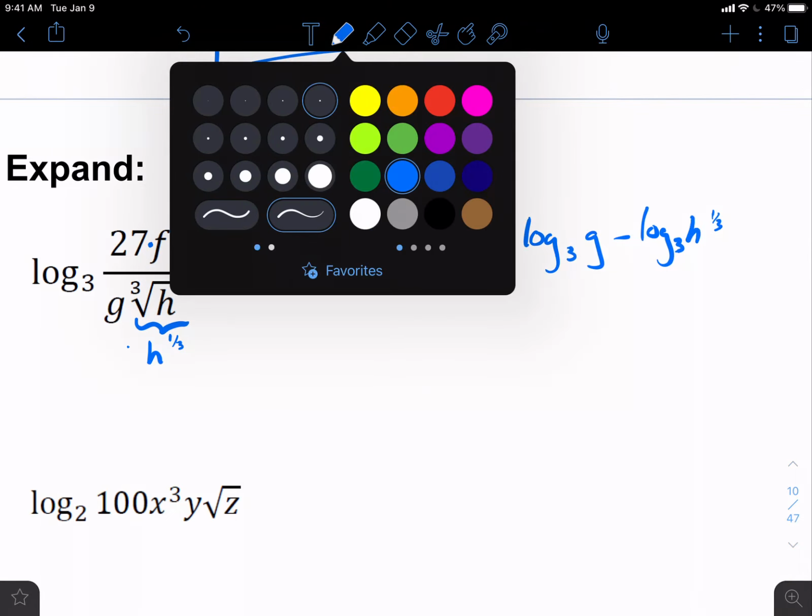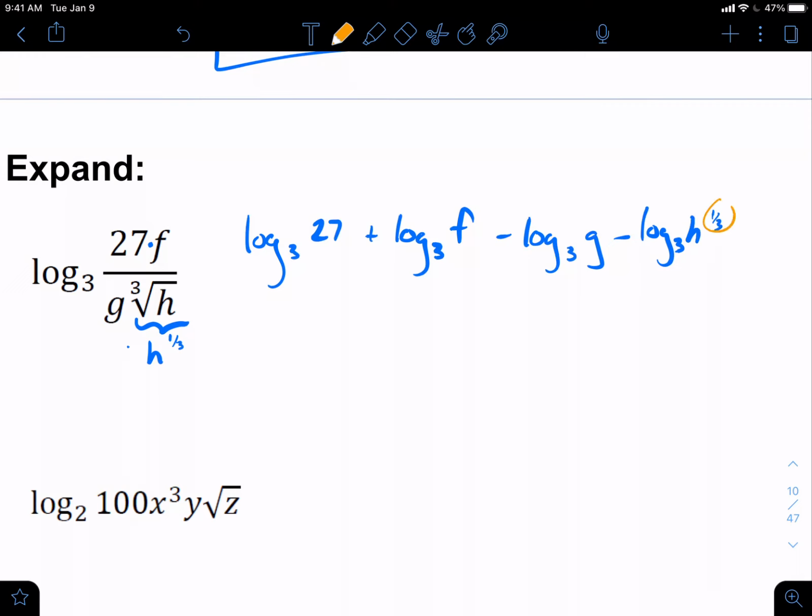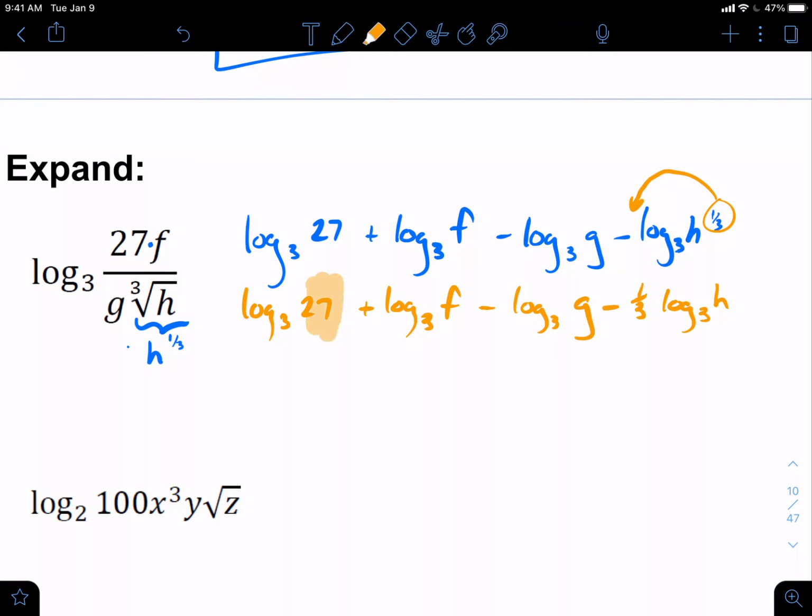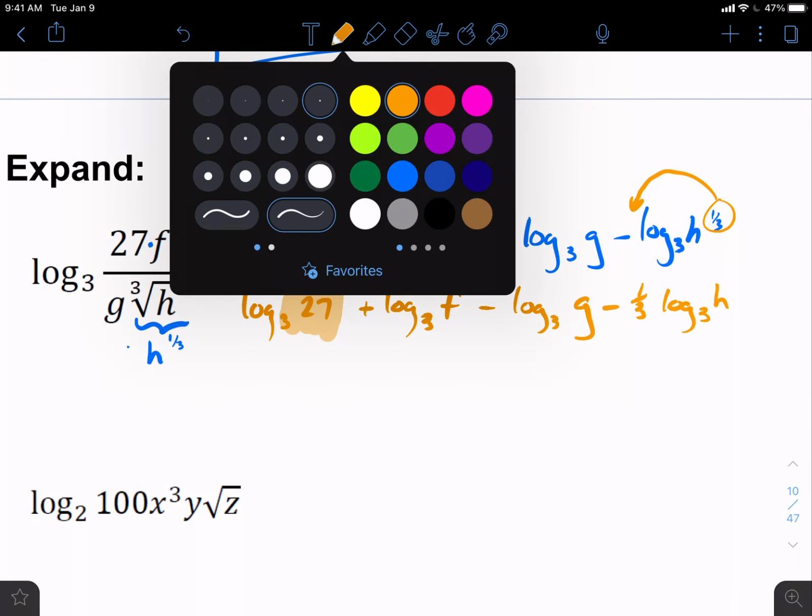Any exponents need to come down at this point, so this 1/3 is going to need to come down in front, but that's really the only one. So I'm going to have log base 3 of 27 plus log base 3 of f minus log base 3 of g minus 1/3 log base 3 of h. Now at this point we've made a lot of progress. One thing that we do need to notice is that these are both numbers. So since those are both numbers, we should try to evaluate them.